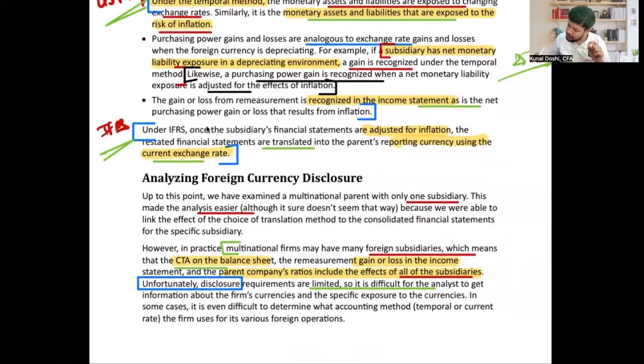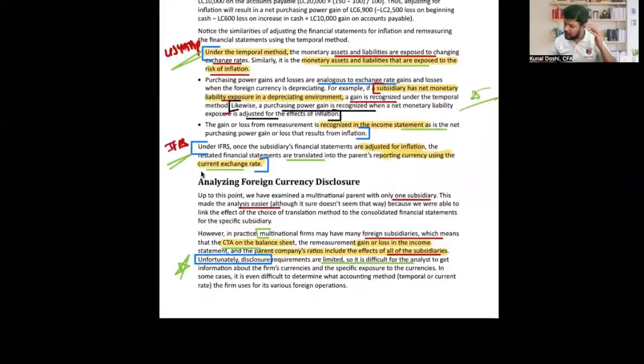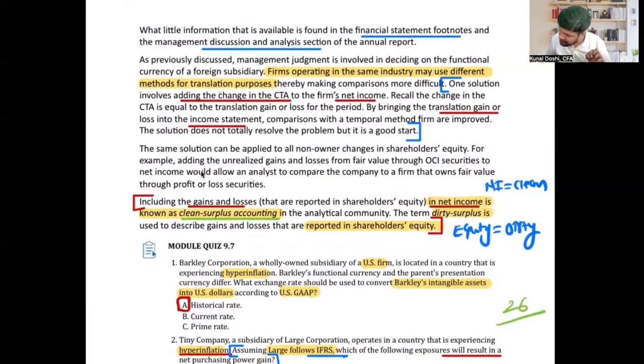Also remember, all of this discussion was relatively easier because we reported only one subsidiary. If there are multiple subsidiaries in multiple countries, then it is quite complex to do this valuation process. But all of these issues need to be discussed. All the limitations need to be discussed in the footnotes, or you will also find them analyzed in detail in the management discussion and analysis. Firms operating in the same industry may use different methods for translation, making it more difficult. Clear?